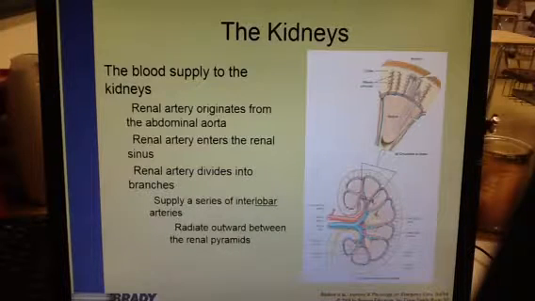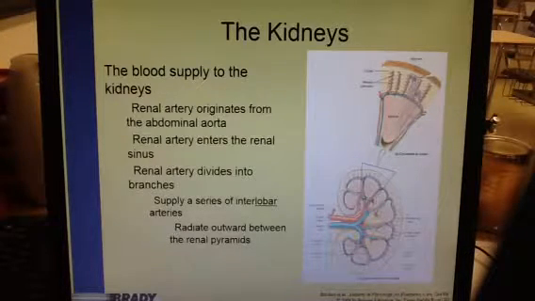This outlines how the blood gets to the kidneys. It originates from the abdominal aorta and then breaks apart into the renal arteries. And when you dissect in the lab, I'm sure you'll be able to see those renal arteries. They're usually very obvious. The renal artery enters the renal sinus, which I'm hoping in your dissection you'll be able to see, by opening up the kidney. And then the renal artery divides into branches from there.